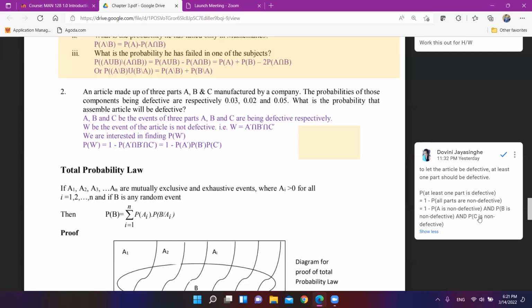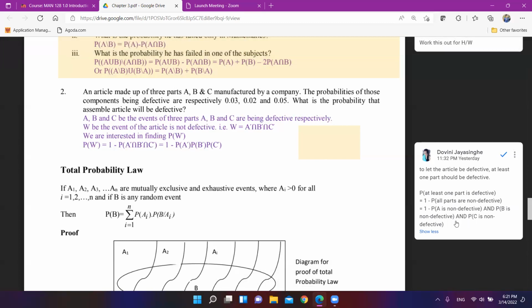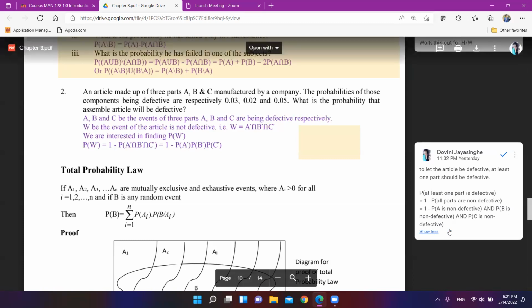මේක හොඳට sample space එක මේකට ලියලා කපලා බලන්න. එතකොට මේක තේරෙයි. මේක දැන් තේරුම් නැත්තම් right? So what does this mean? 1 minus all parts are non-defective කියලා කියන්නේ A non-defective, B non-defective, C non-defective. Okay නේ, කියන්නේ probability A is non-defective and B is non-defective and C is non-defective.